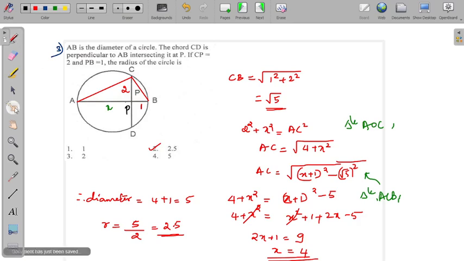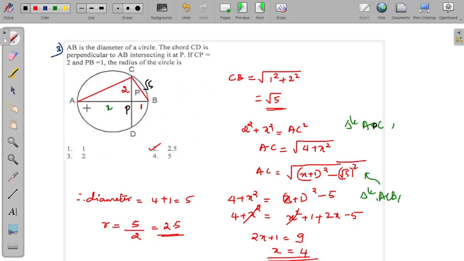To find the radius of the circle, I have made some extensions here. I have joined A and C, and I have joined C and B. Now take the triangle PBC, and from that you find the value of CB using Pythagoras theorem: square root of 2 square plus 1 square, that gives CB equal to root 5. Next, let me consider the triangle APC. Again it is a right angle triangle, because the angle in a semicircle is always 90 degrees. So in triangle APC, it is 90 degrees.